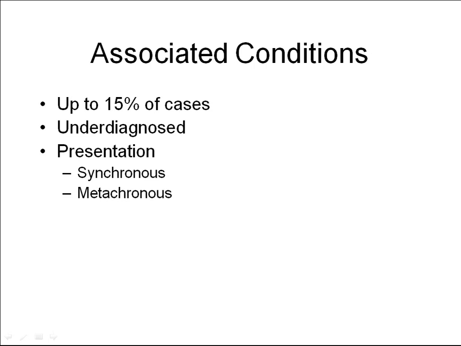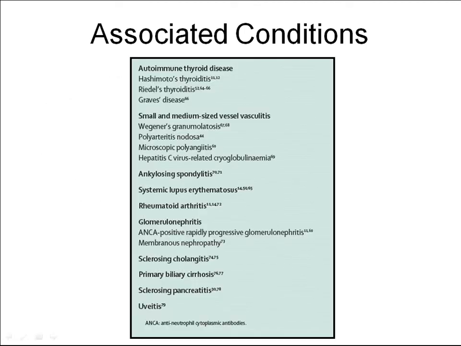Up to 15% of patients have an associated condition, and I'll get into what these are in a second. These typically are underdiagnosed and may present either synchronously or metachronously. This is a list of some of the associated conditions, most of which are autoimmune diseases, including autoimmune thyroid disease, such as Hashimoto's or Riedel's, or Graves' disease, small and medium vessel vasculitis, ankylosing spondylitis, lupus, rheumatoid arthritis, glomerulonephritis, sclerosing cholangitis, biliary cirrhosis, sclerosing pancreatitis, and uveitis.